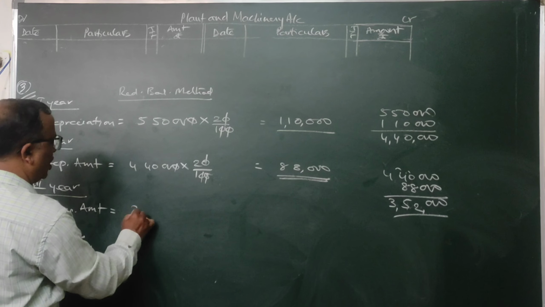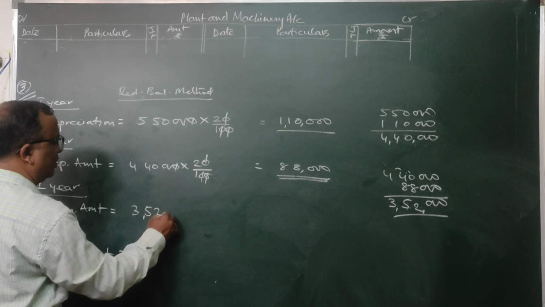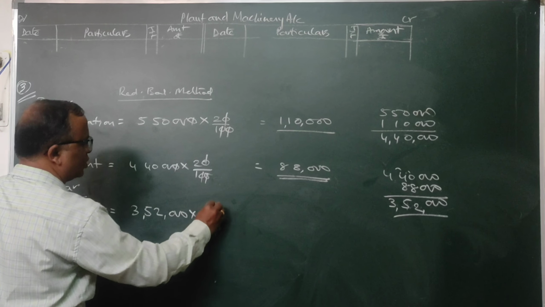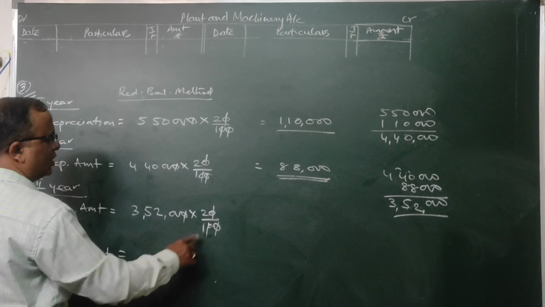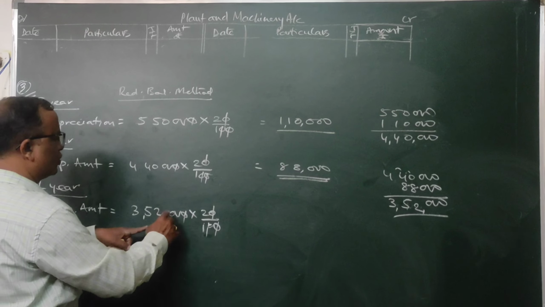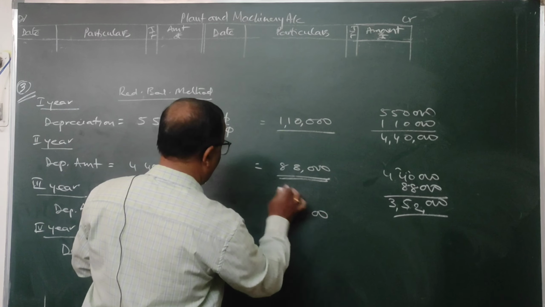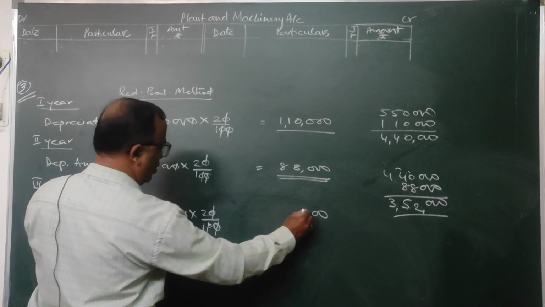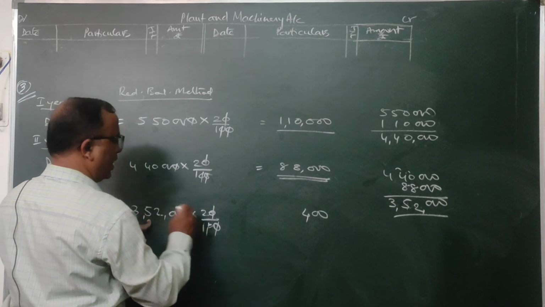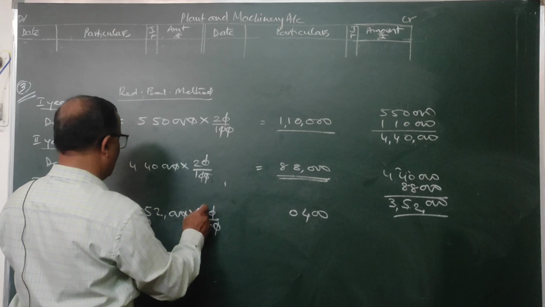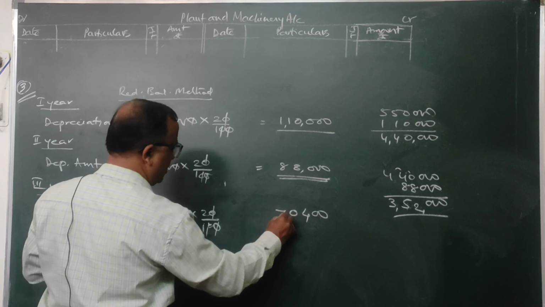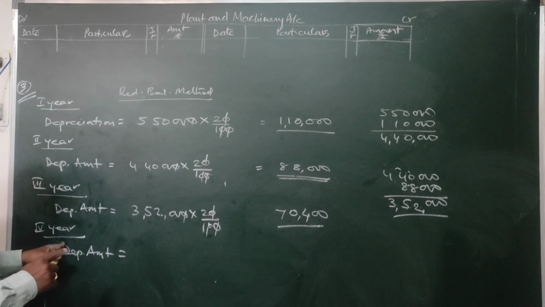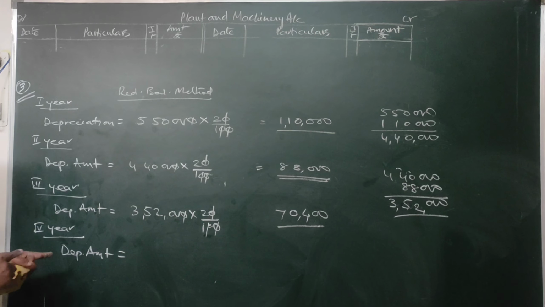In this year, on 3,52,000, we are going to provide depreciation at the rate of 20%. So how much does it amount to? Check it: 2 zeros stuck up. Then 2 fours are 8, 2 fives are 10, carry 1, 2 threes are 6 plus 1 is 7. 70,400 is the depreciation for the third year.